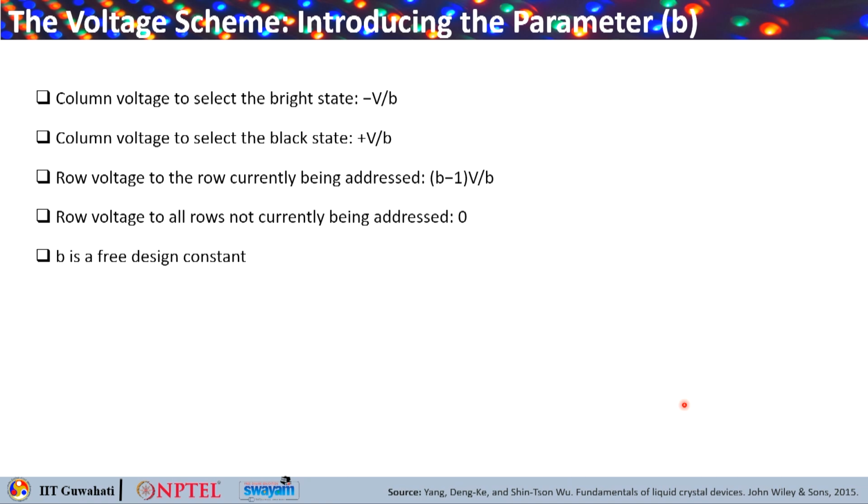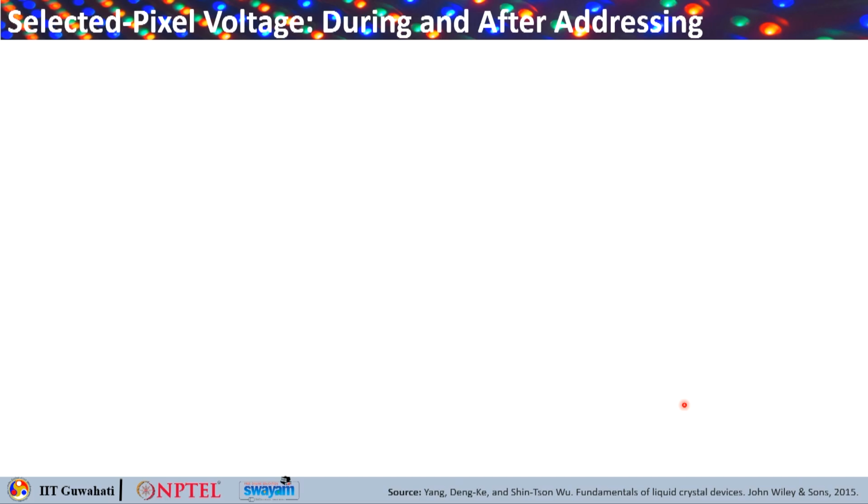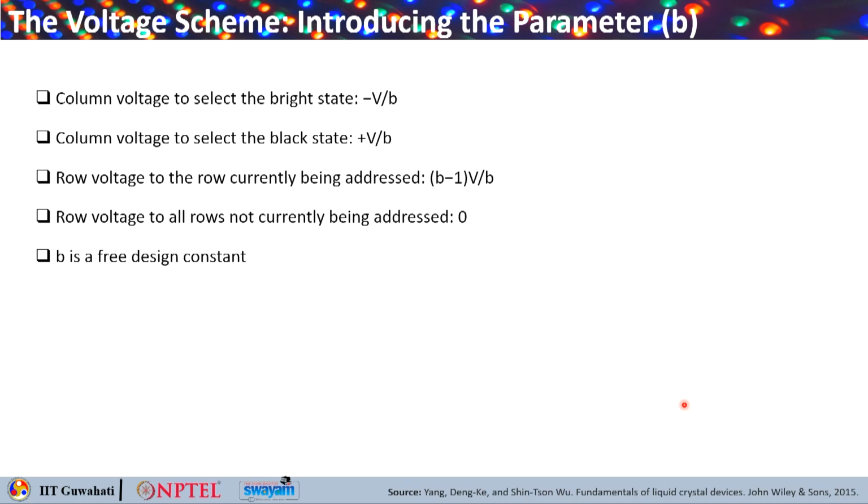Now, what is this b? b is a free design constant. So you do not need to fix it immediately to any number. Its value can be chosen later on depending on the number of rows you are going to select and so on. Right now you can think of b as a knob that you can use to optimize.